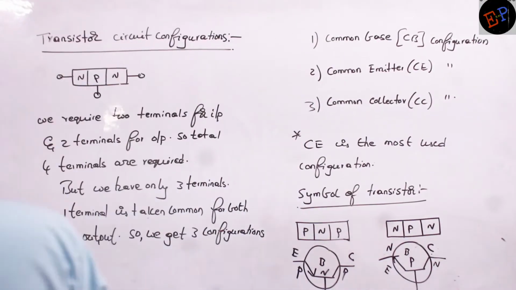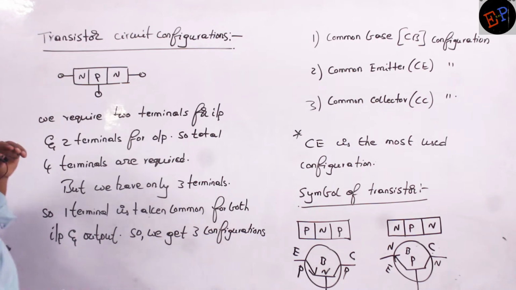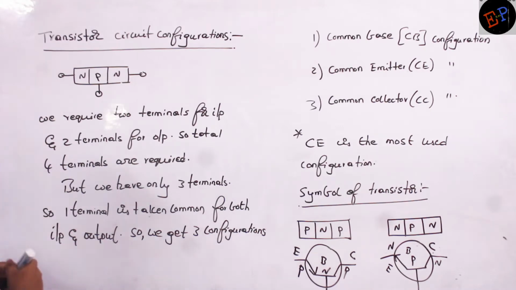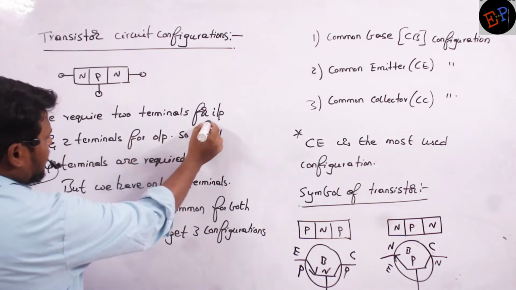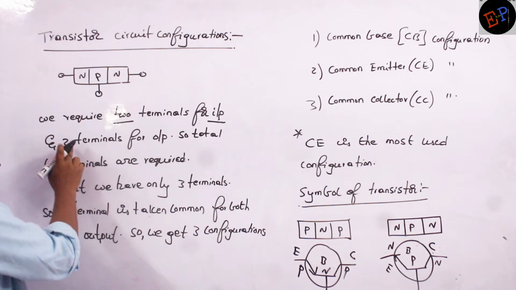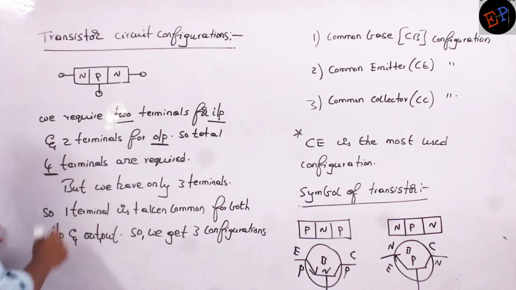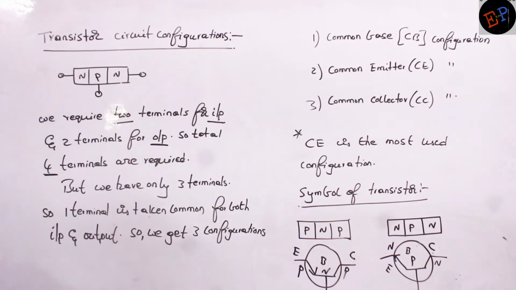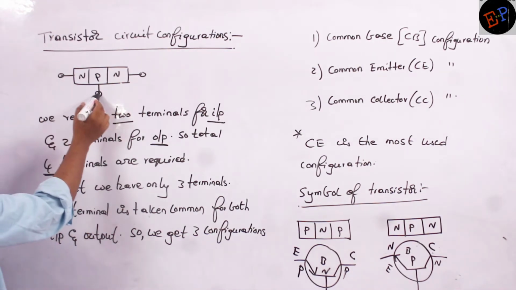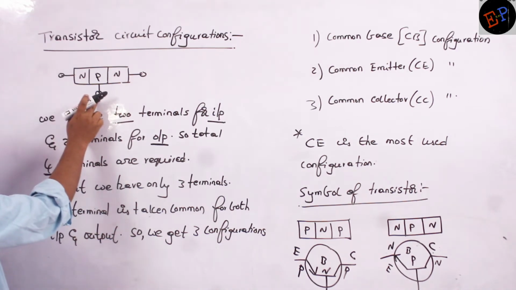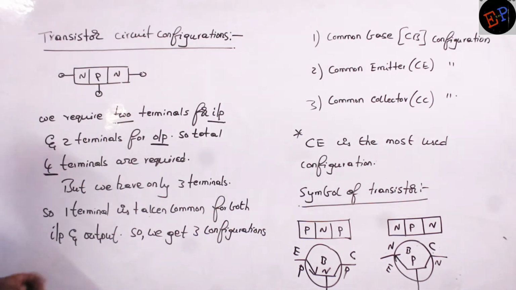Sima, so now we are studying in how many configurations a transistor can be connected. See here, for input we require 2 terminals, and for output also we require 2 terminals. So totally how many terminals are required? 4 terminals are required. But the problem is that we have only 3 terminals: one connected to emitter, second to base, third to collector.